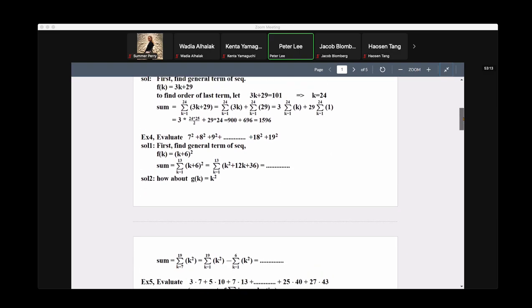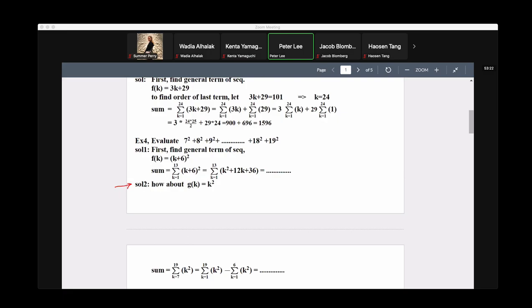Okay, now let's look at example 4, solution 2. If you look at solution 2 right here, I want you to look at it. Now, if you look at the sequence here, this is 7 squared, 8 squared, 9 squared, and then all the way to 19 squared. How about if you make the general term equal to k squared? Is that good?